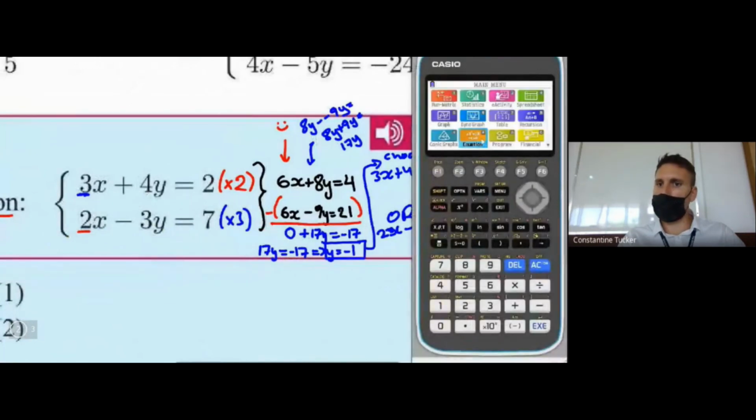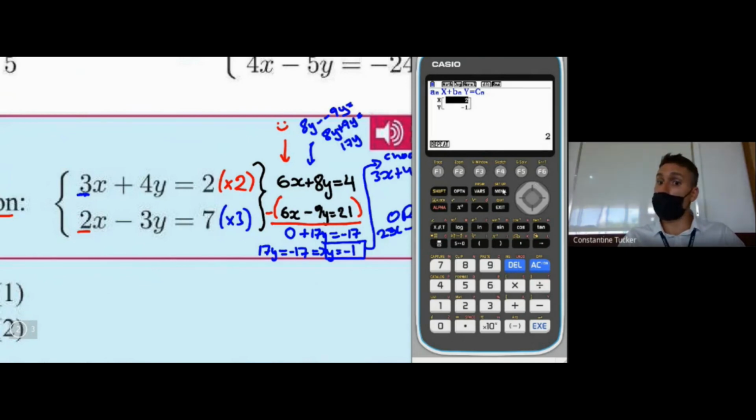So just to recap, menu, equation, and then in the equation menu, you've got 3 options: simultaneous, polynomial, and solver. You want to select simultaneous, number of unknowns 2, and copy all of these numbers you were given here, and then solve. And that gives you your answer for x and y.